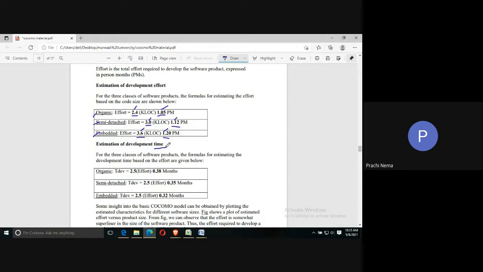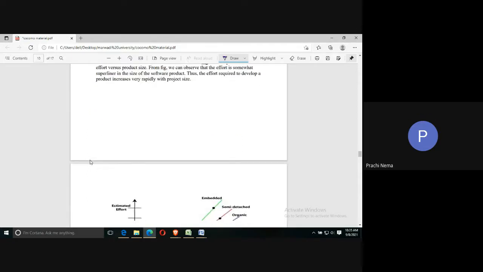Similarly, for the formula of time, the B1 and B2 constants are used. The values of B1 and B2 for the three types of projects are given over here. You need to remember these values which I have made bold. Okay. So this is how you can calculate effort and time for the basic COCOMO model.